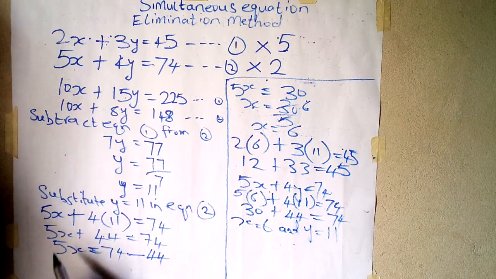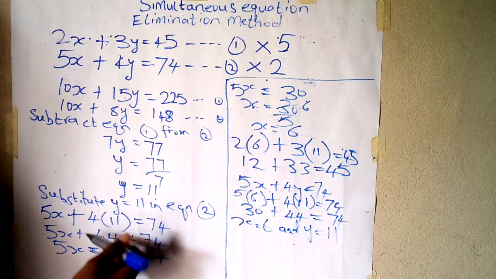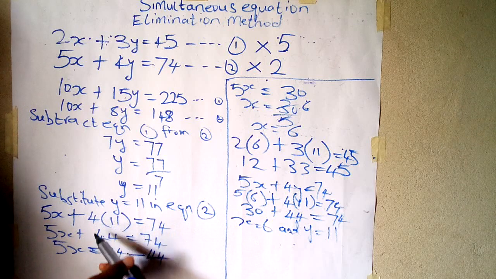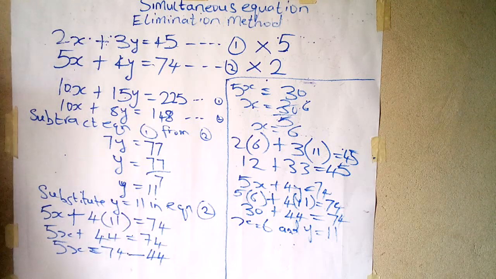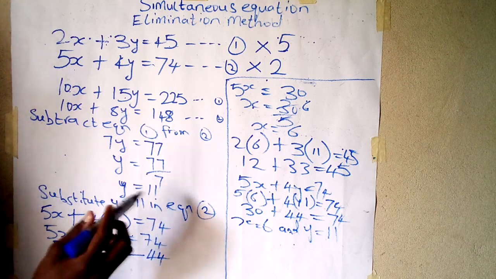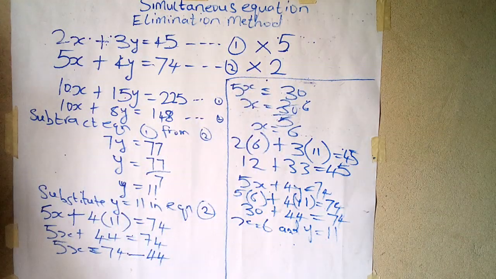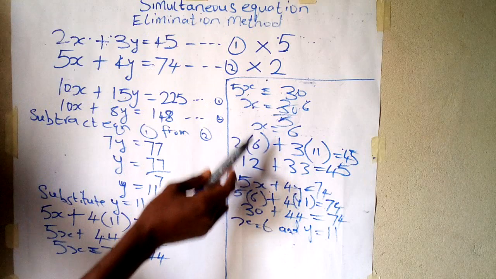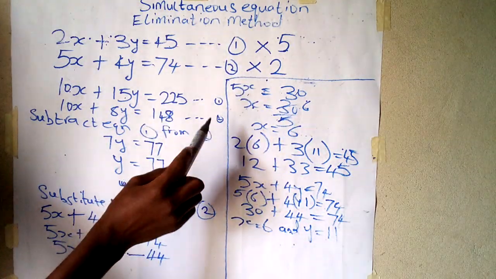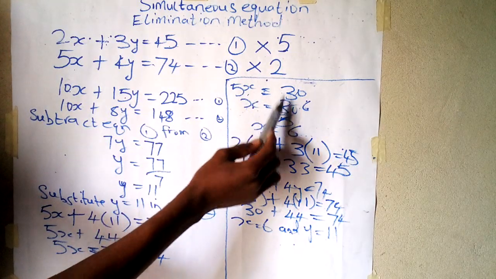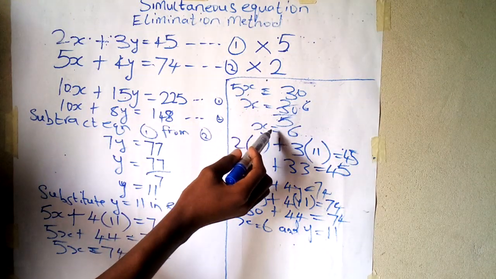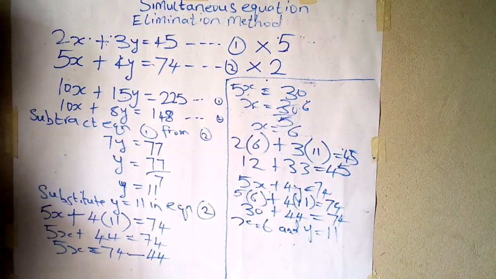Then you collect like terms, 5x is equal to 74. When a positive number crosses, it becomes negative. 44 is a positive number, it crosses the equality sign and it becomes negative. So 74 minus 44 is equal to 30. Remember, 5x is equal to 30. Make x the subject of the formula here. When you make x the subject of the formula, you say 30 divided by 5, x is equal to 6.